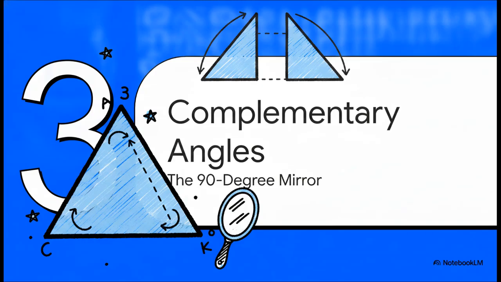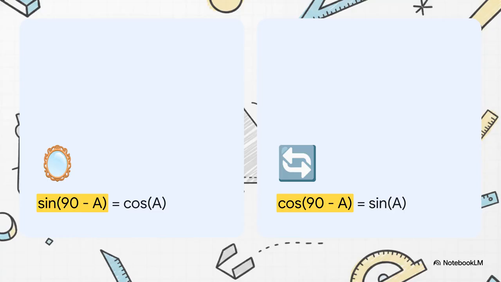Section 3. Complementary Angle Secrets, the 90-degree mirror. Don't you just love when math practically hacks itself? In every single right-angled triangle, the two non-right angles must always add up to exactly 90 degrees. This creates this awesome mathematical mirror. If you have the sine of 90 degrees minus an angle, it magically flips into the cosine of that angle. And it works in reverse too. The cosine of 90 minus an angle instantly transforms right back into sine.